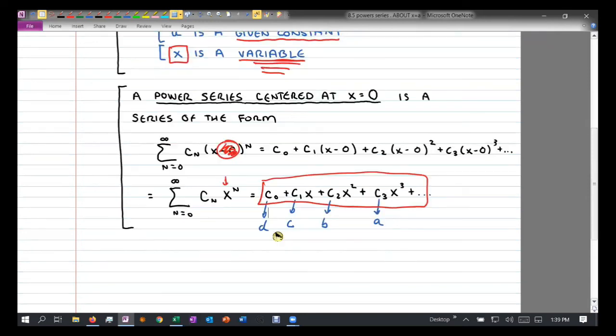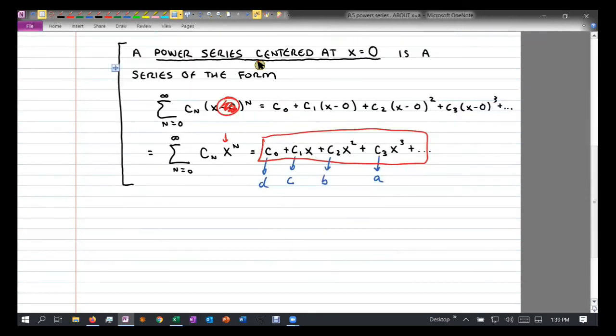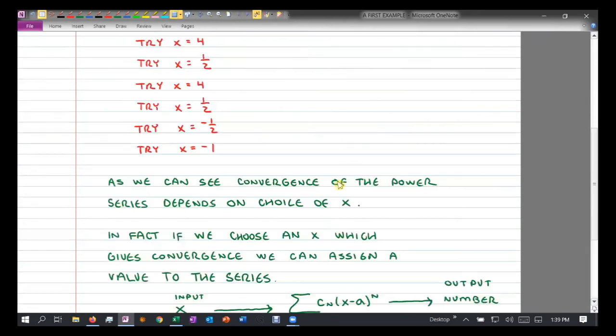All right, let's take a look at a first example of a power series. All right, so our first example.